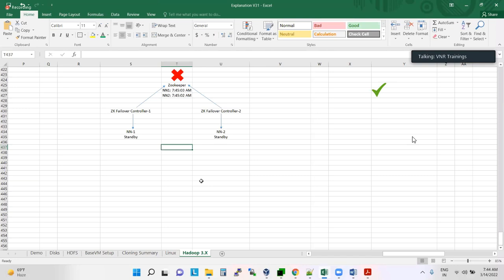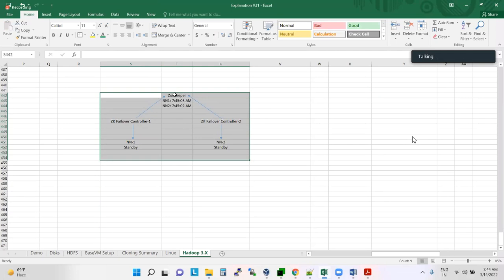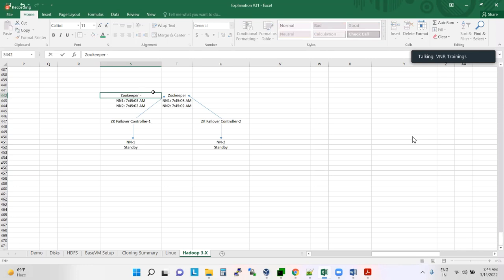This is a problem. So what to do now? More Zookeeper services. Can we get one more Zookeeper also? Now I'll get one more Zookeeper here. This is the next scenario. This is the one more Zookeeper I got. So now I'm making Zookeeper 1, Zookeeper 2. Now tell me, when I have 2 Zookeepers, who will take the decision?